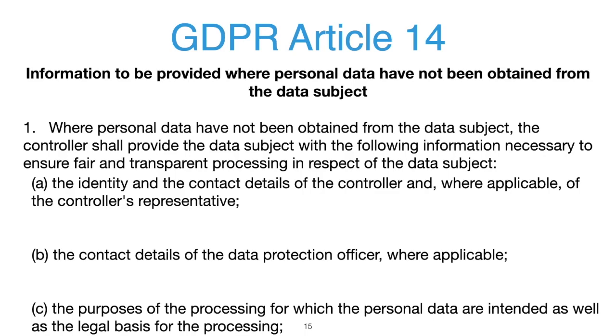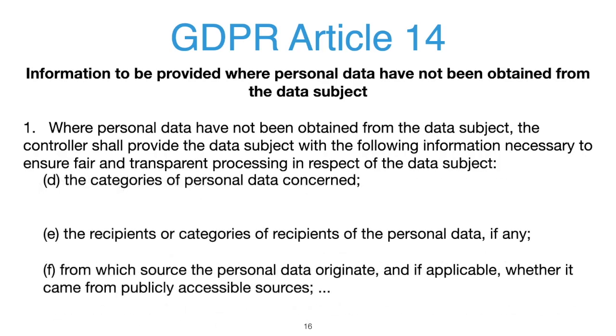So the data controller must provide the identity and contact details of the controller, must provide the contact details of the data protection officer, again provide the purposes of the processing for which the personal data are intended, as well as the legal basis for that processing, and the categories of the personal data concerned. The data controller must also specify the recipients or categories of recipients of the personal data, if there are any. Now, importantly, the data controller that got the information from somewhere else must identify to the data subject the source of the personal data.